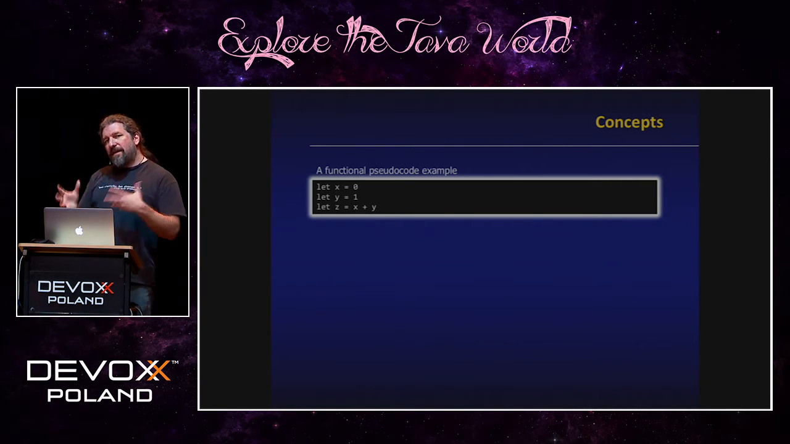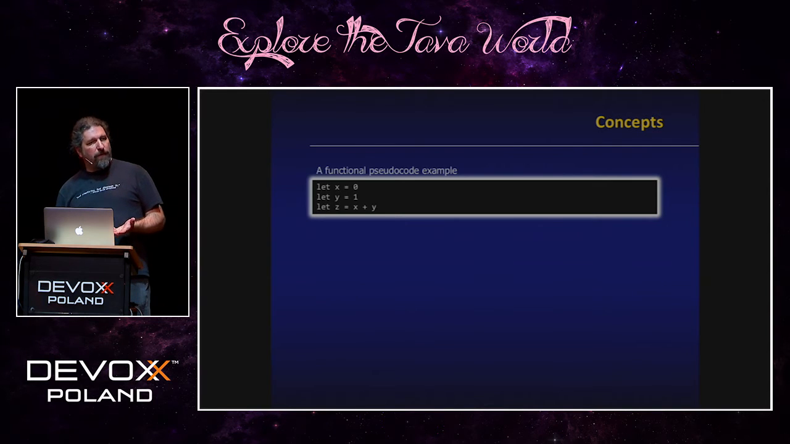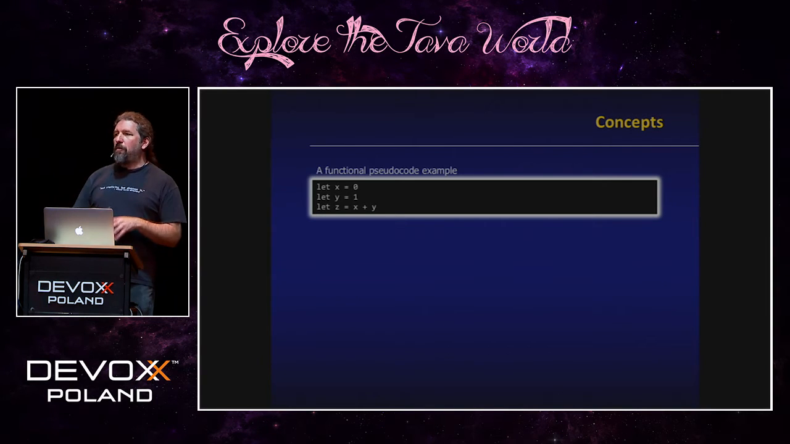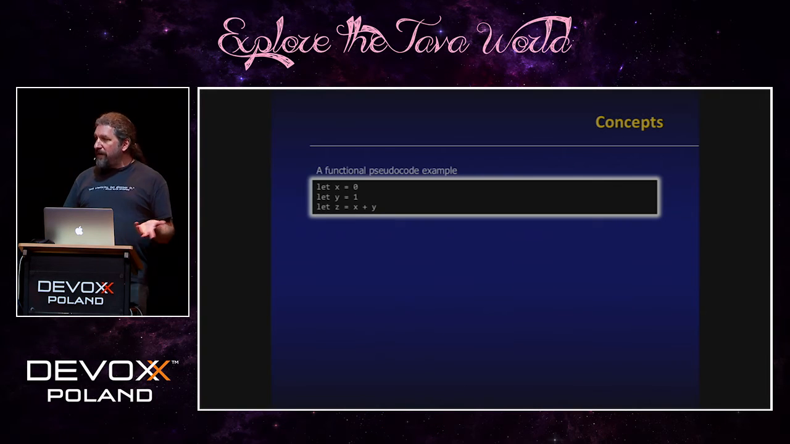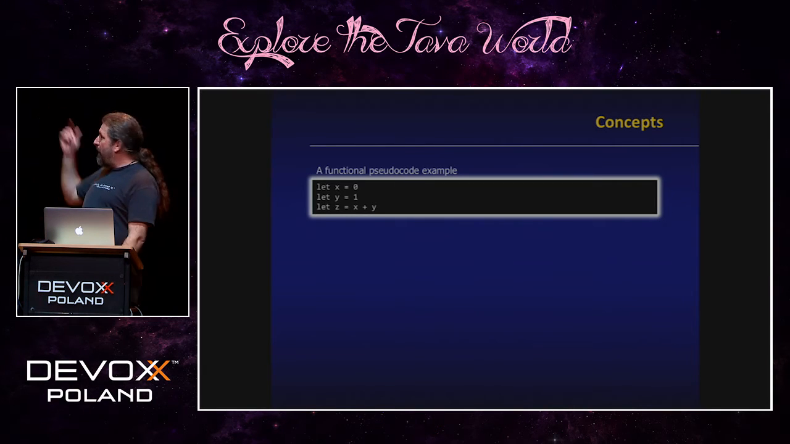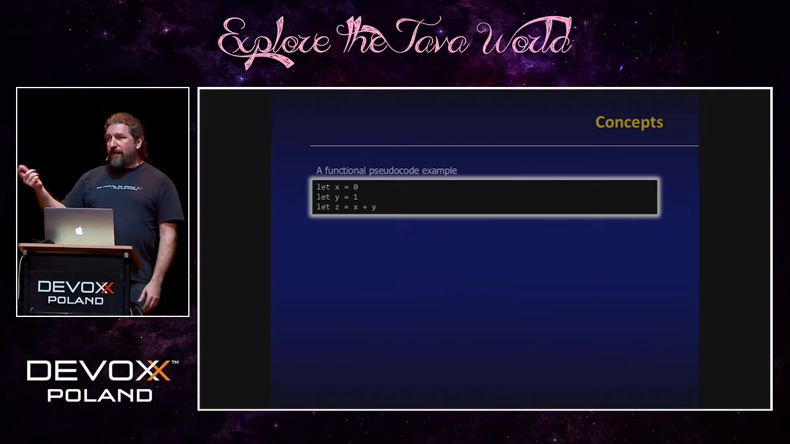But the other thing then is our terminology changes up here a little bit. X and Y and Z are no longer variables because, yeah, they don't vary. They don't change. They are values. And this is a value binding to say that we are binding the value 0 to the value X, and we continue.